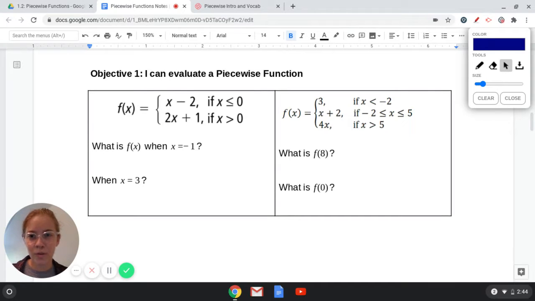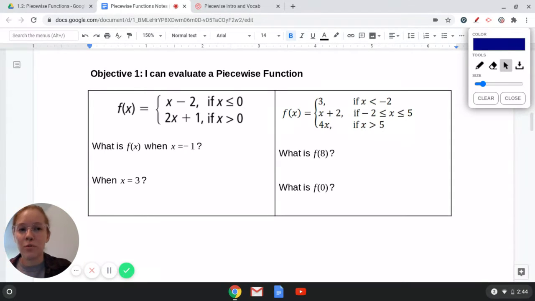Welcome to video 2. In this video, we're going to determine how we can evaluate a piecewise function, which means at some x value, can we find the y value? That's what we're going to figure out in this video. So let's just do it.